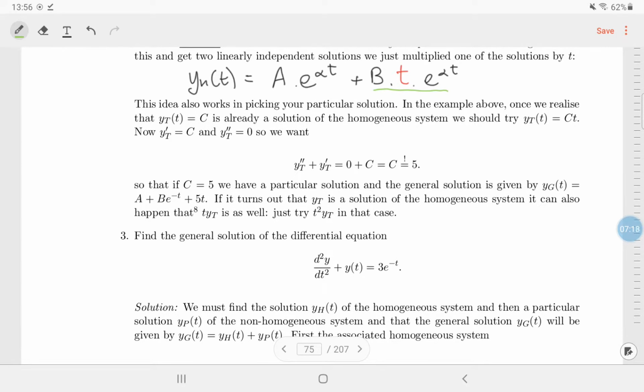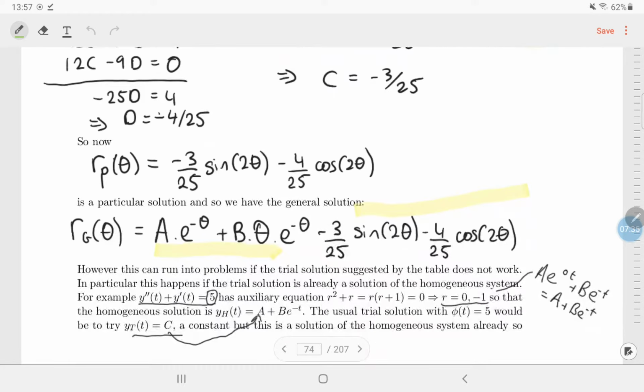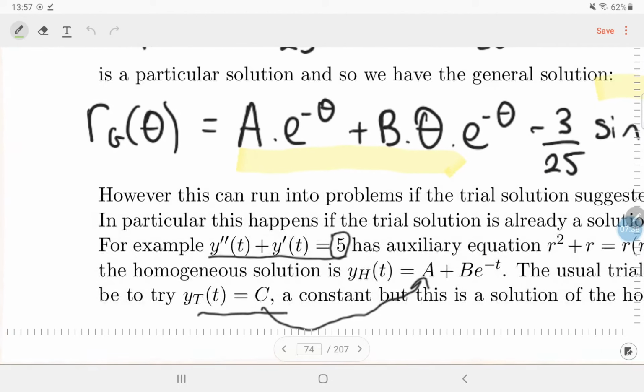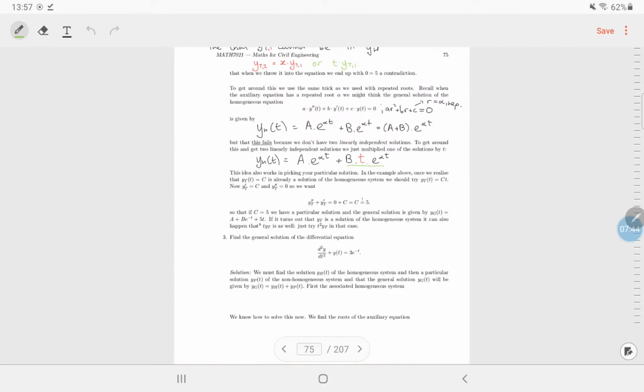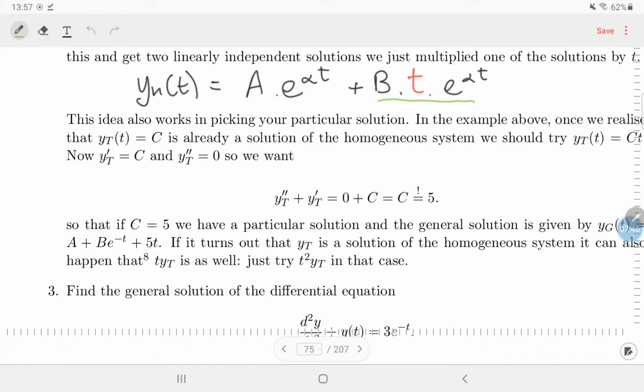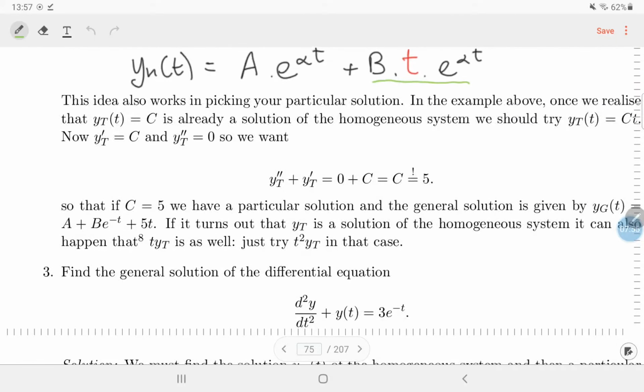In the example above, once we realize that the constant is already a solution of the homogeneous, we should change it by multiplying it by t. Now if we do that, it works because the first derivative of ct is c, the second derivative is 0. So if you force them in, second derivative plus first derivative, where is this coming from? This differential equation here that I have near the 5. So you want the second derivative plus the first derivative to give you 5. You get 0 plus c, which is just c, to be equal to 5, and that works. So the general solution, then, you'll add the homogeneous, which we had on the previous page, plus the particular 5t.